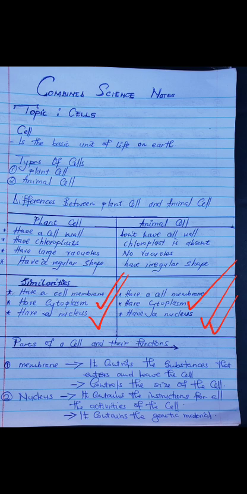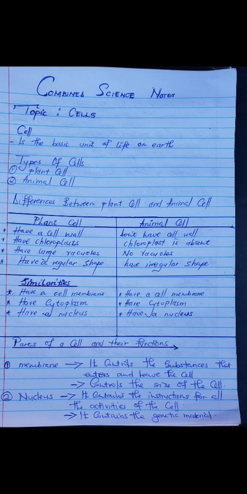Okay, then also zvakakosha kuti uzive, it is very very important for you to know the parts of cells and their functions. Number one, we have what we call the membrane. What is the purpose of a membrane? It is the one that controls substances that enter and leave the cell. So that the cell, it is the basic unit of life. So chinokontrola zvinopinda nekubuda muscell, it is called the membrane.